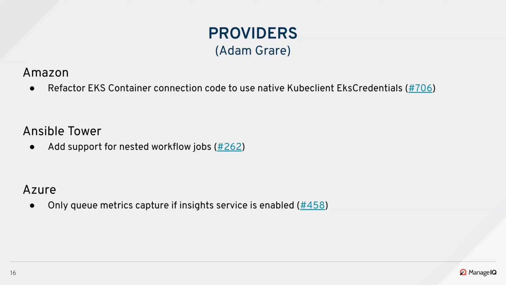Ansible Tower, we had a community user open an issue that if he was using nested workflows for his jobs, our runner was failing. It was failing on a lookup because the Tower API was returning a job ID for a workflow when we were expecting it to be in the jobs collection. It's almost an API bug, at least an inconsistency on the Tower side, but we added code to support looking up the proper collection, even if it's in the jobs ID. So nested workflows now work with the Ansible Tower provider.